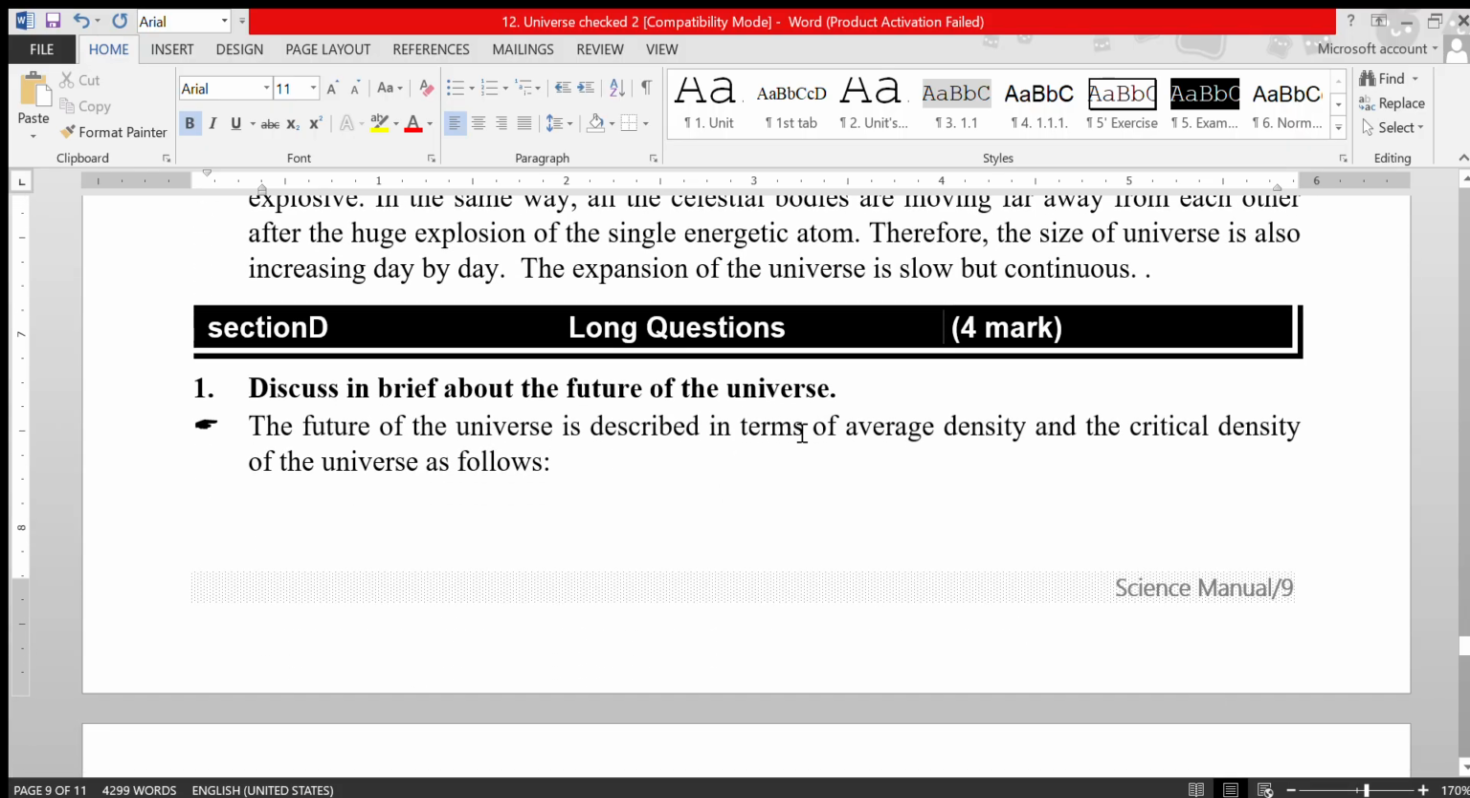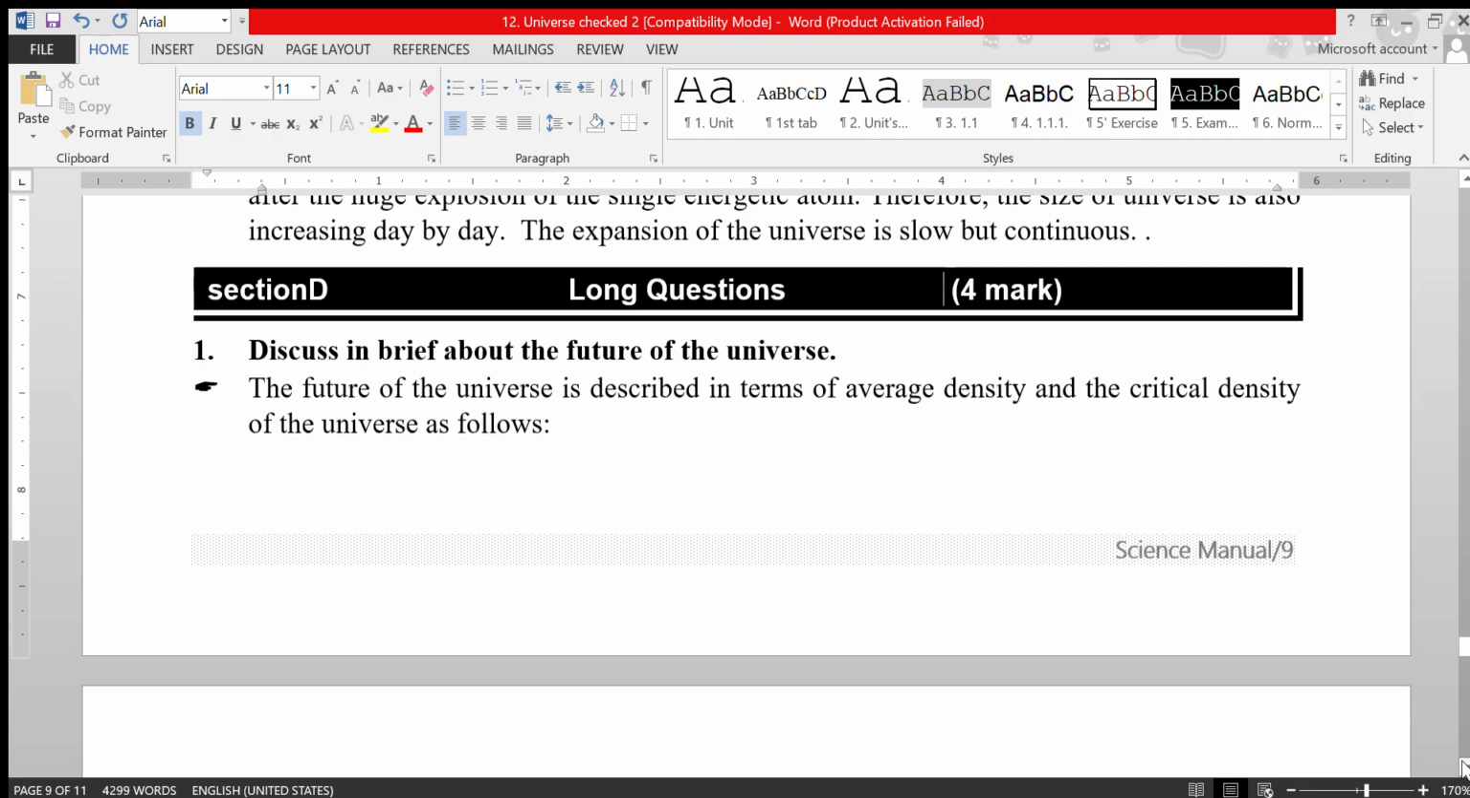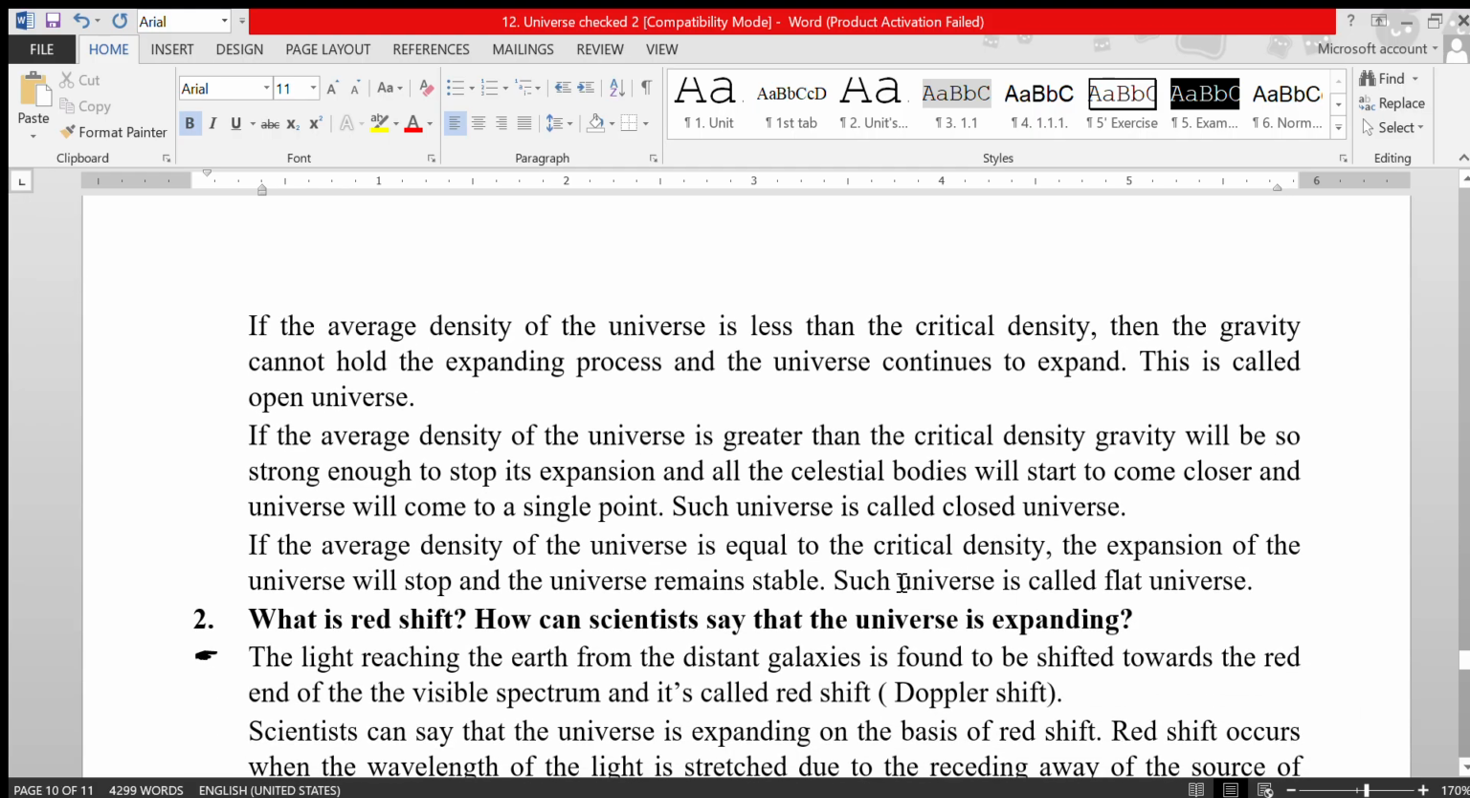The future of the universe is described in terms of the average density and the critical density of the universe. If the average density is less than the critical density, then gravity cannot hold the expanding universe and the expansion continues. This is called an open universe. If the average density of the universe is greater than the critical density, gravity will be strong enough to stop its expansion. All celestial bodies will start to come closer and the universe will come to an end. This is called a closed universe. If the average density of the universe is equal to the critical density, the expansion will stop and the universe remains stable.